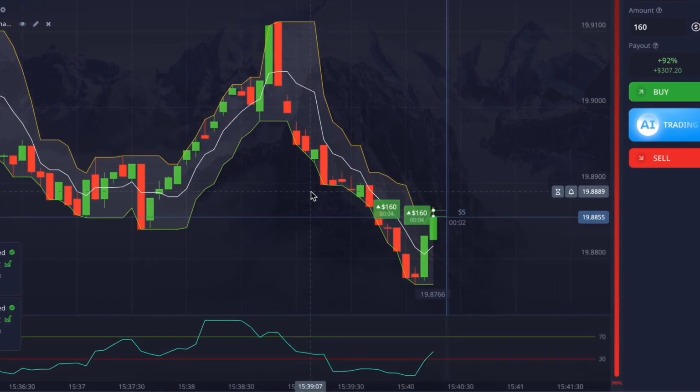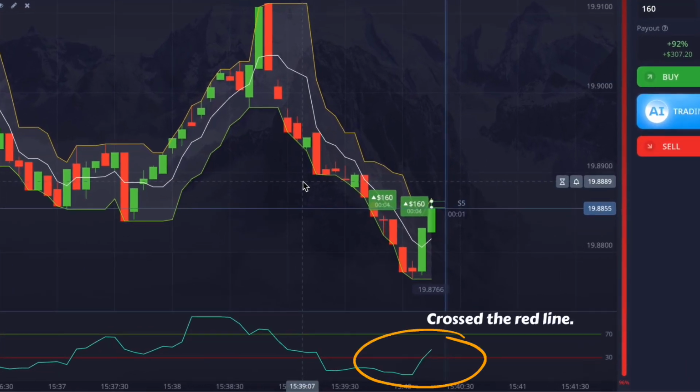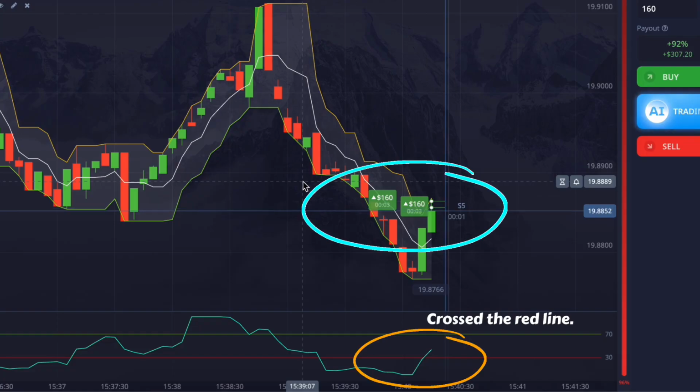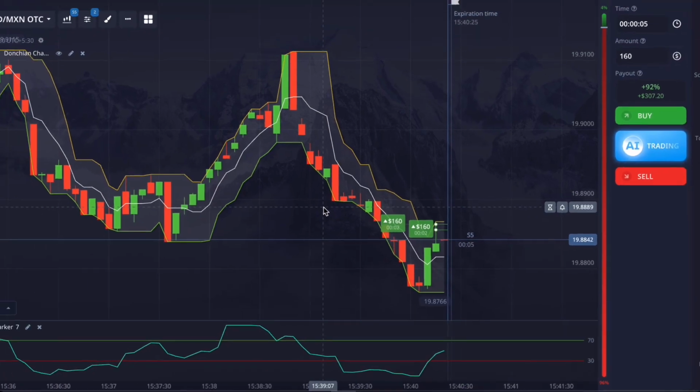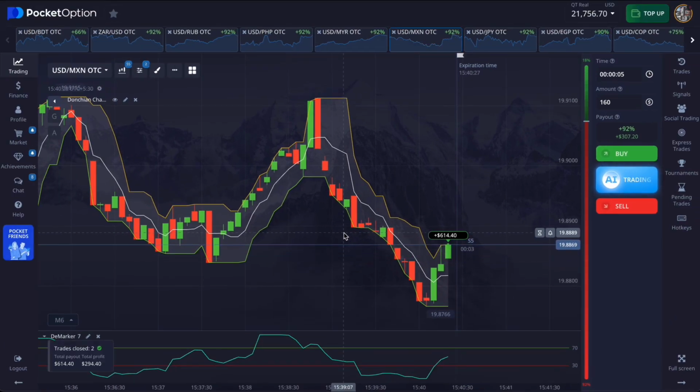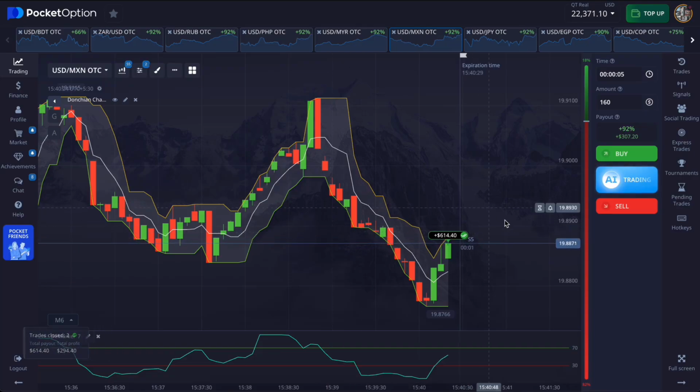So you can see that after this green moving average line crossed this red line in the upward direction, I have placed a double entry here. This is a good confirmation. And great, our entry here has won.